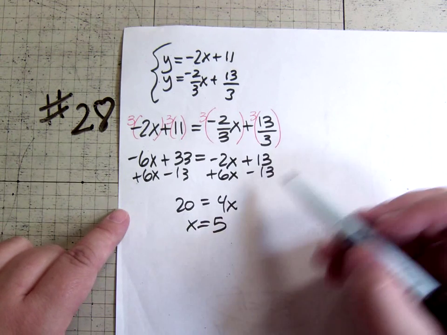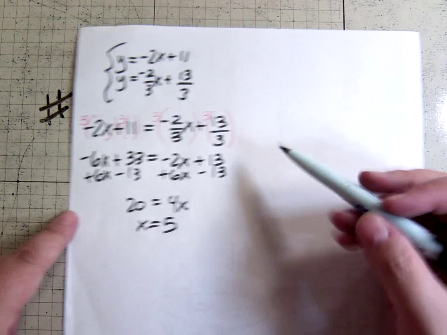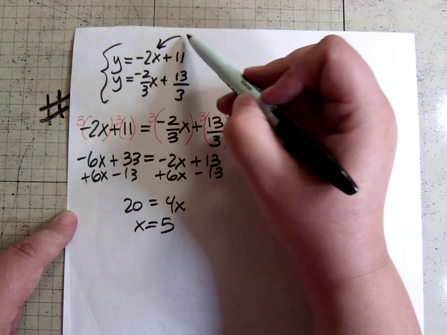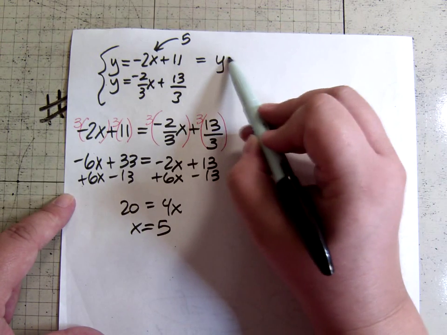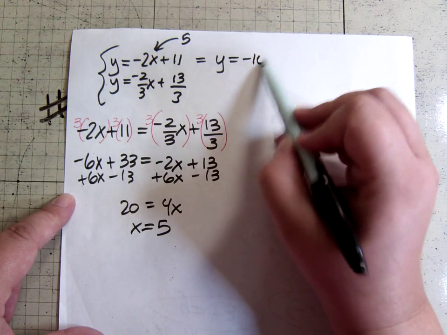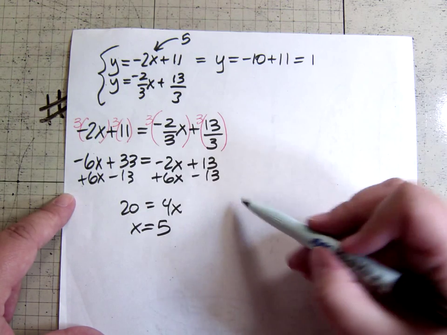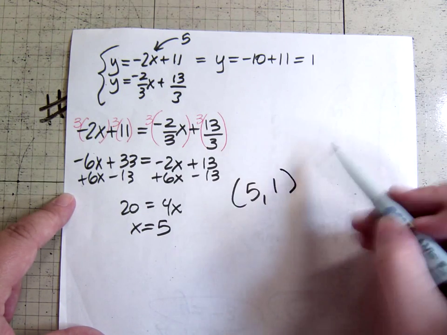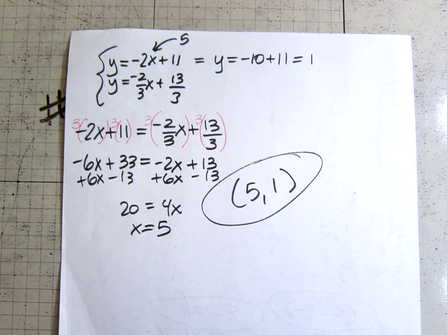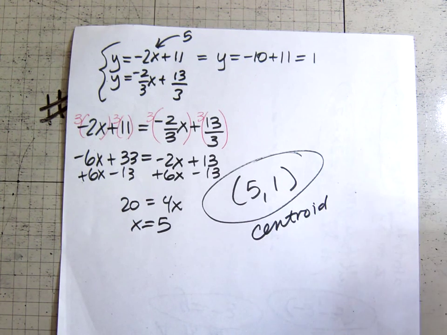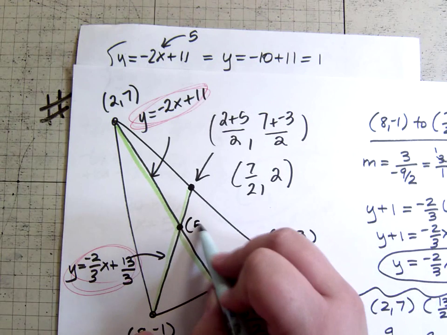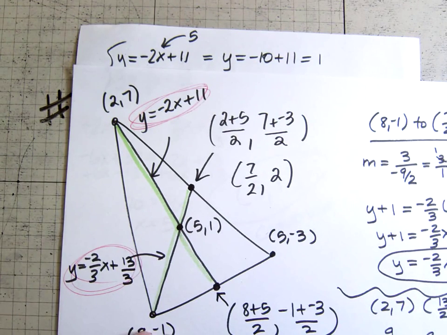And to find out what y equals, because we're looking for a point, I can go back up here and plug in a 5 for x anywhere I want to, really. So this is y equals negative 2 times 5 plus 11, so that's 1. So the point 5, 1 is where my two medians meet, and therefore that is the centroid. And that's it.